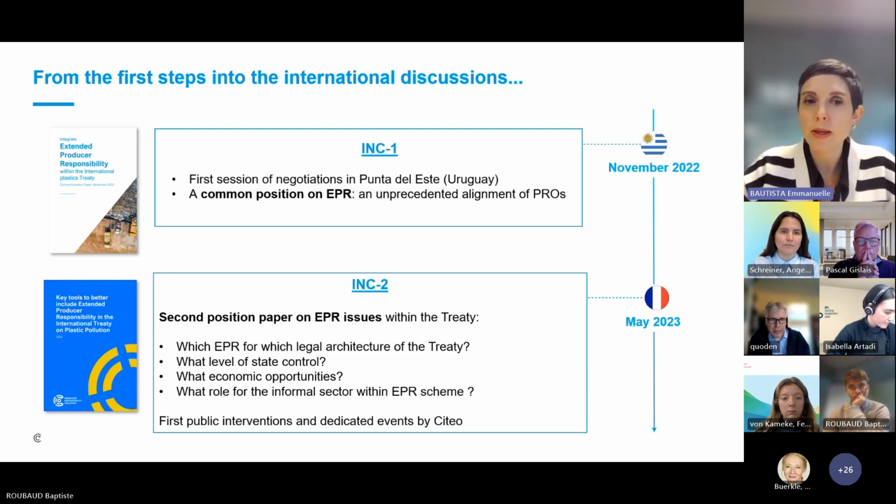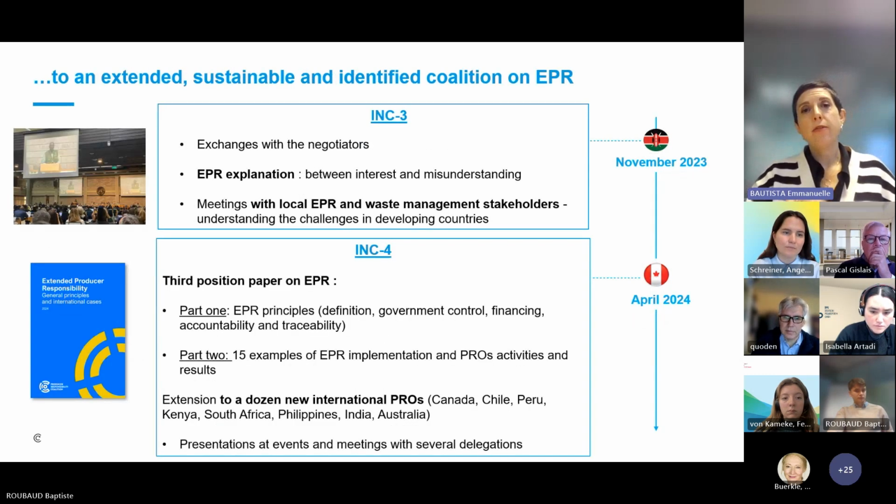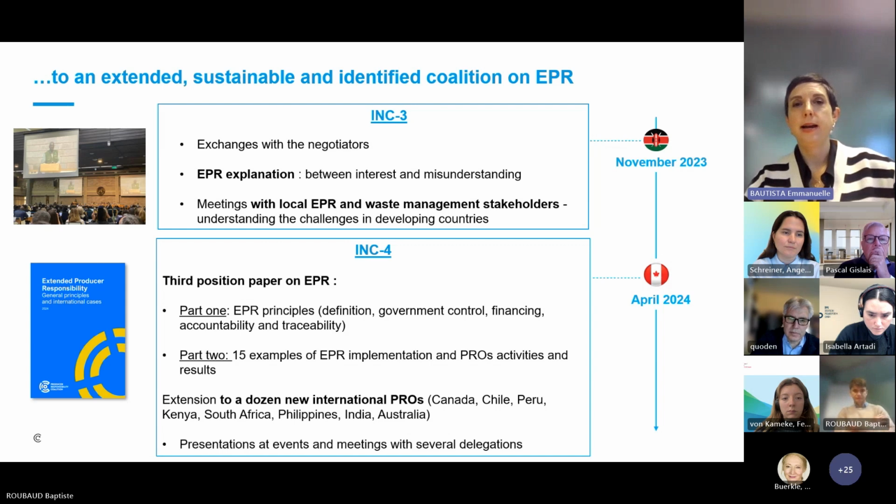So regarding how EPR could be concretely integrated in the legal architecture of the treaty, and also what the different levels of state control are, the different economic opportunities, what is also the role of the informal sector. This is an important issue for developing countries. And this was also the occasion to have the first intervention and dedicated events, led by Citeo on behalf of the coalition. So we have continued our action in Nairobi for INC3, and then in Ottawa for INC4.